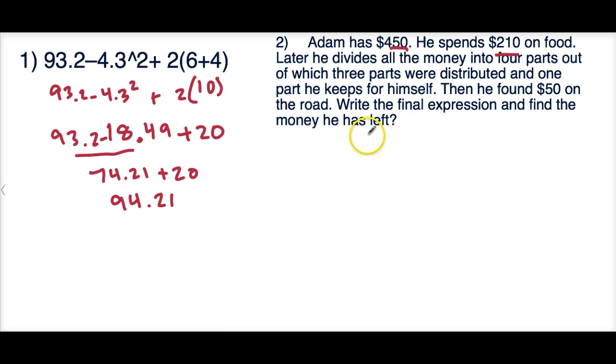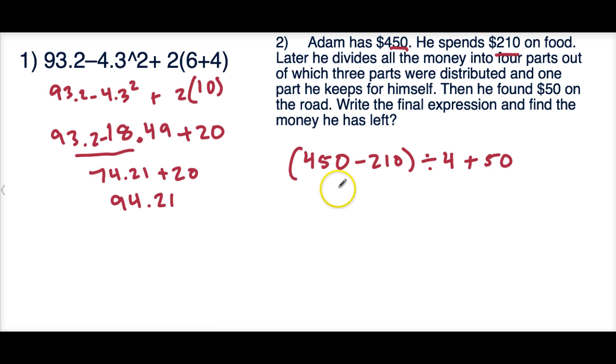Initially on this problem, I overthought it because I knew to divide by 4, but then I thought, if he's only keeping 1 and giving 3 away, I've got to do something else with that information. In fact, I was right in the first place. My original expression of 450 minus 210 in parentheses, all of that divided by 4, was fine, because dividing by 4 gives us what 1 part equals, and he's keeping 1 part. He gave 3 parts away. But then I also have to add on the $50 that he found.